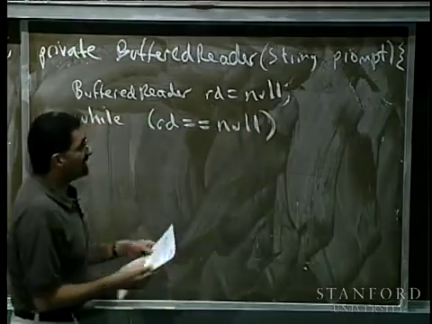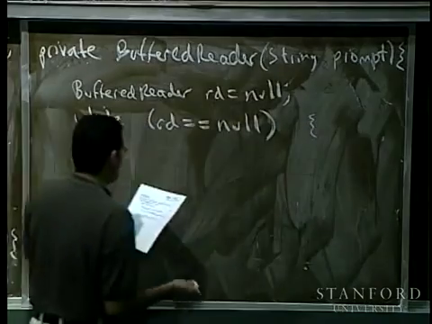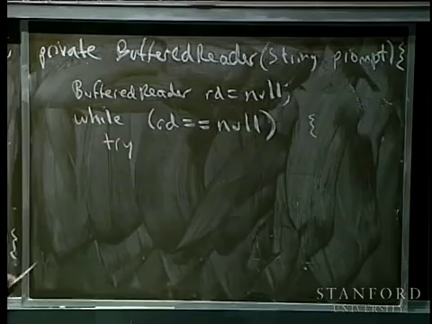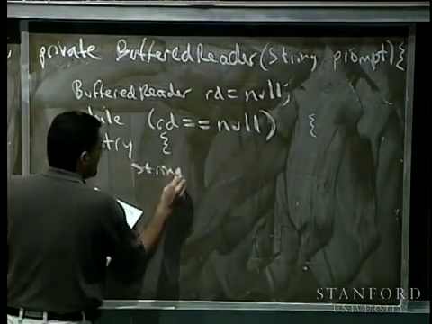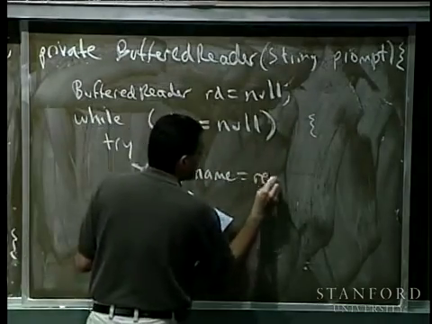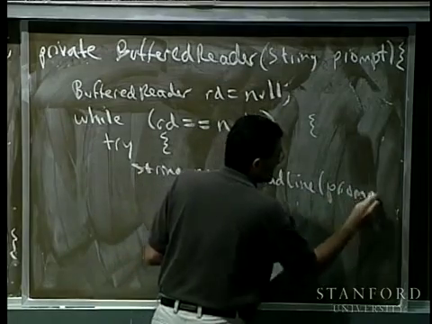So I know that that's going to execute the first time through because I set it equal to null to begin with. And then what I'm going to do inside here, so I have a brace there, is I'm going to say, hey, I'm going to try something that may be dangerous. So what I want to try doing is ask the user to give me the name of the file. So I'm going to have string name equals readline, and I'll pass it whatever prompt was given to me as a parameter, right?